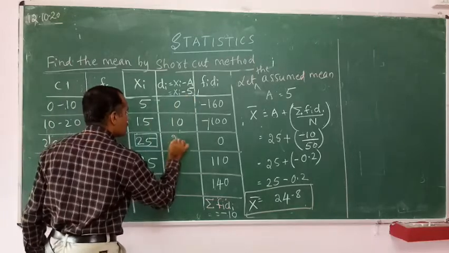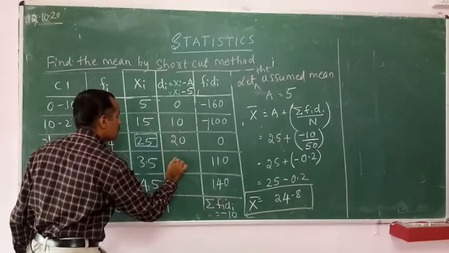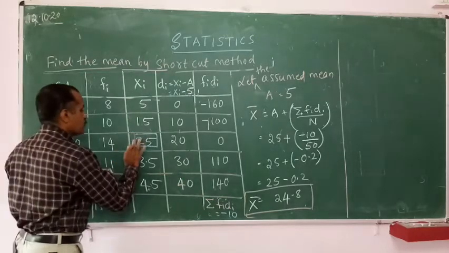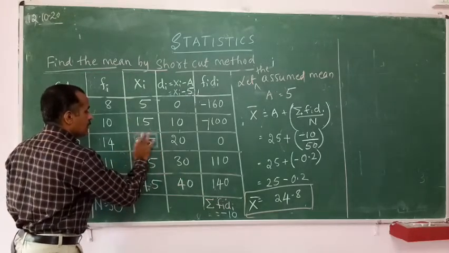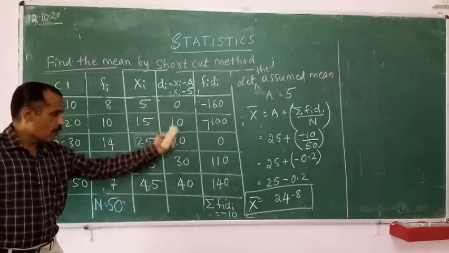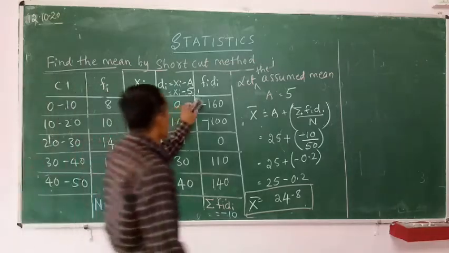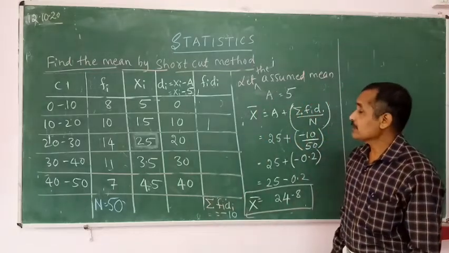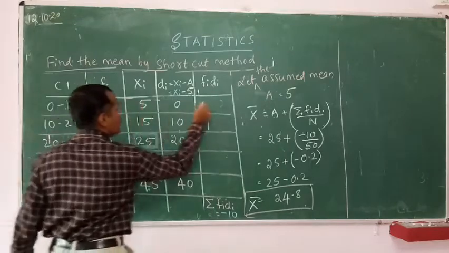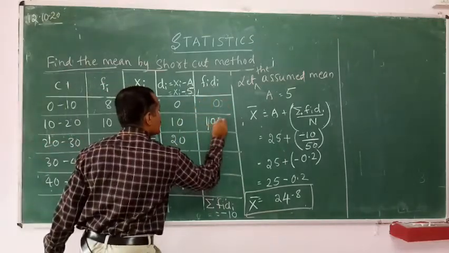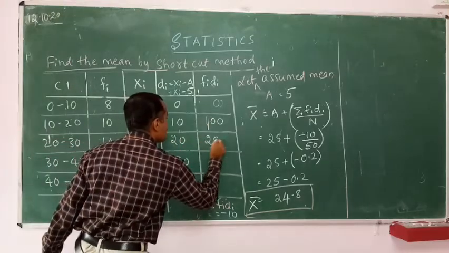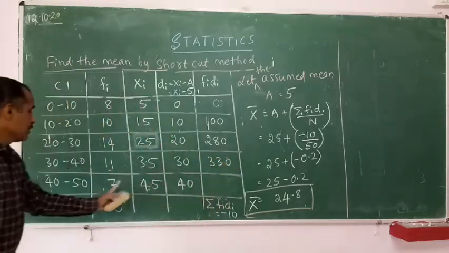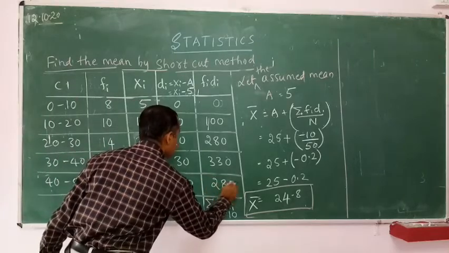If you are choosing the first value as the assumed mean, you are getting all values positive. Now you are going for FiDi. 8 into 0, 0. 10 tens are 100. 20 14s are 280. 30 11s are 330, and 7 4s are 280.